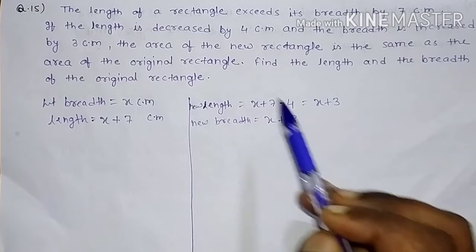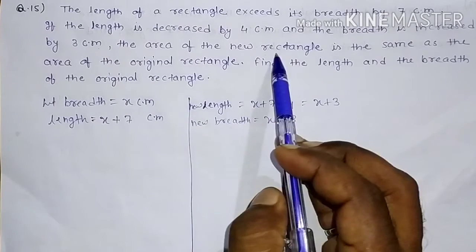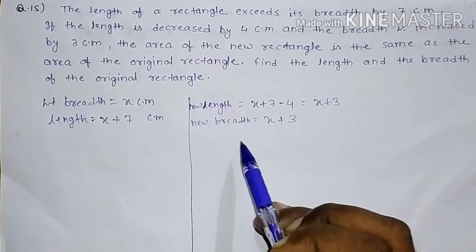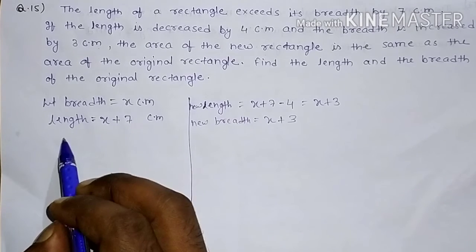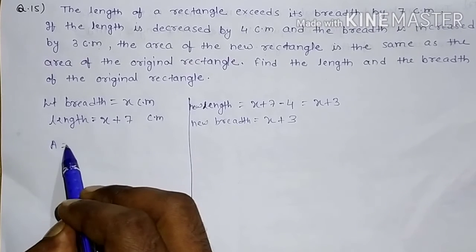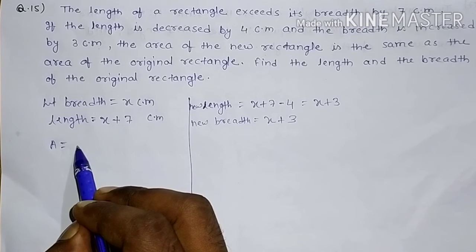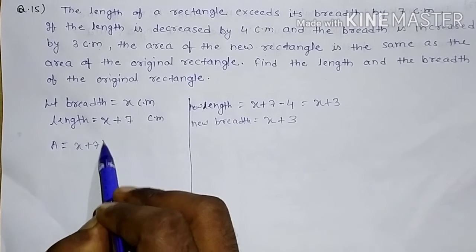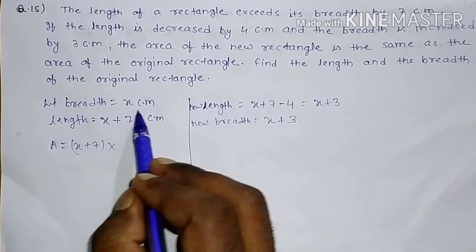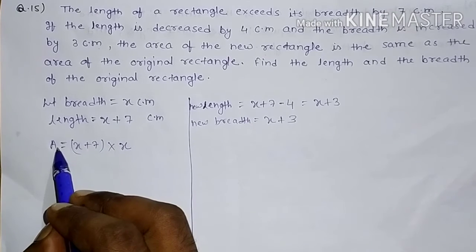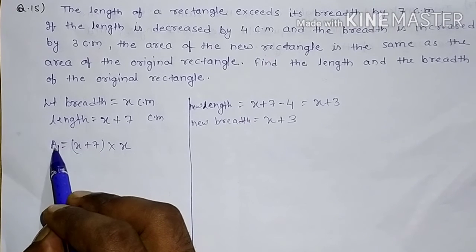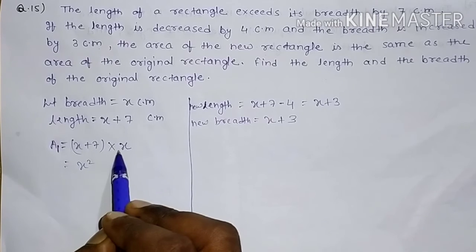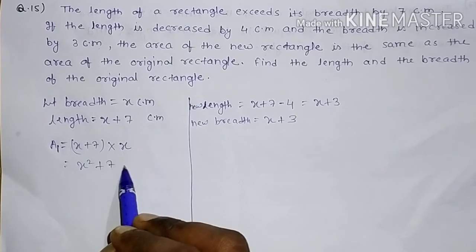Now the area of the new rectangle is the same as the area of the original rectangle, that means both the areas are the same. So the area of first rectangle equals length into breadth. We know the formula, so the length is x plus 7 multiplied by breadth, that is x centimeter. Let's suppose this area is A1, and just multiply it, that means x square plus 7x.